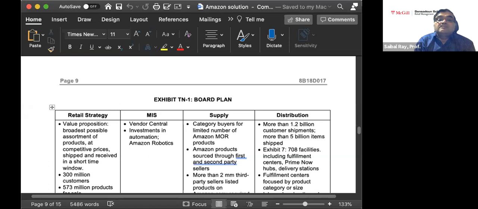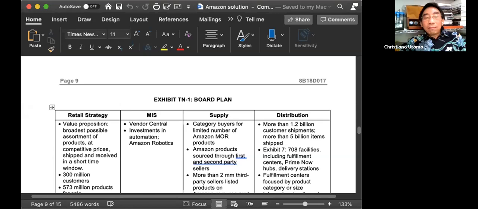Okay, I'm again sharing the screen. So you see, can you see that screen?